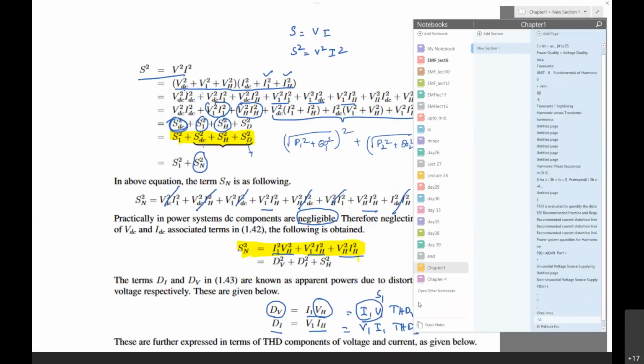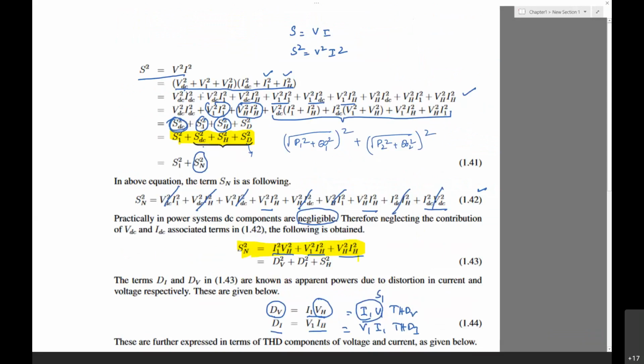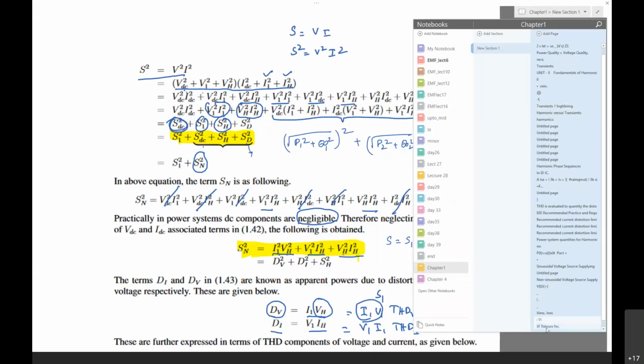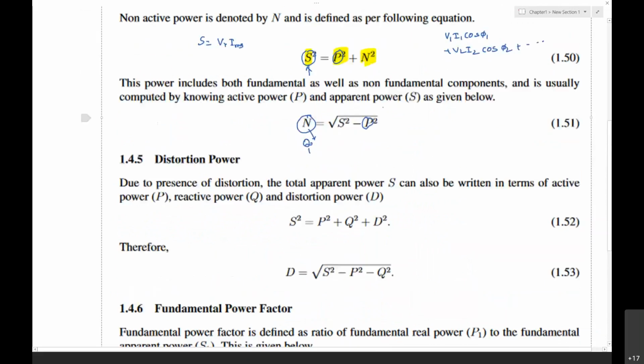Okay, because when you look into this particular equation, we can understand that when you remove the DC component alone, we have S square equal to S1 square plus Sn square. These are the terms: I1 square plus VH square, V1 square plus IH square, and VH square into IH square. In that case, we are not able to find it out as the square root of S square minus P square. It doesn't give the reactive power. It gives a non-active power.